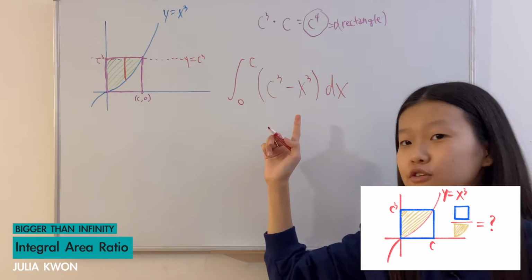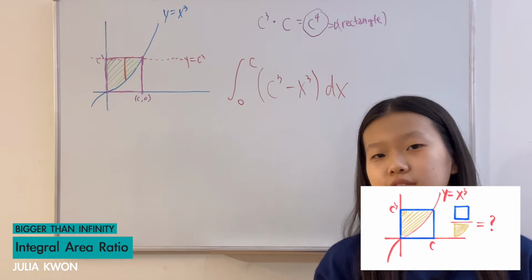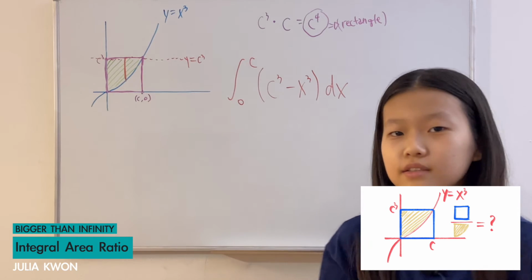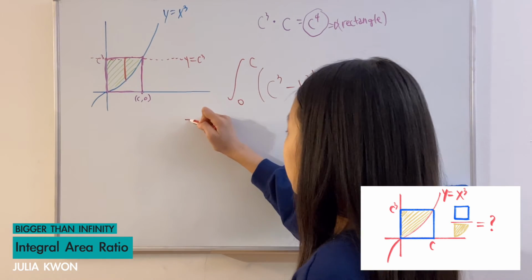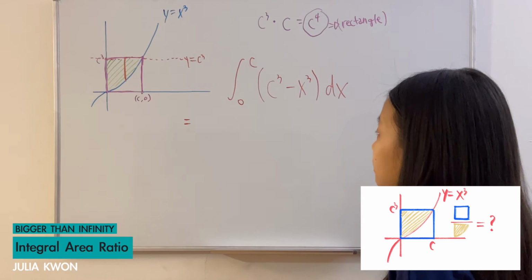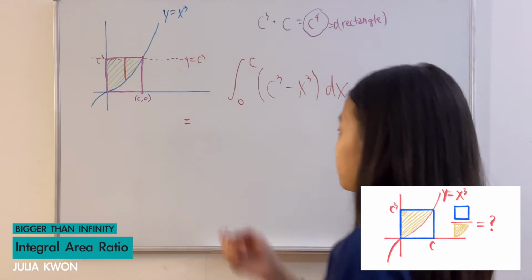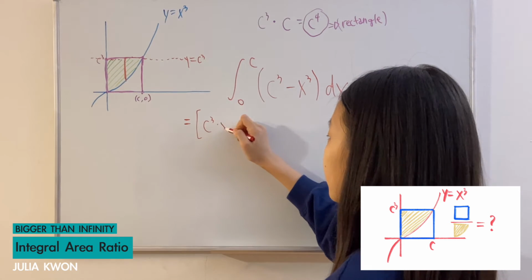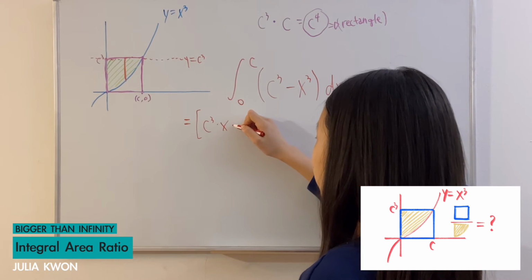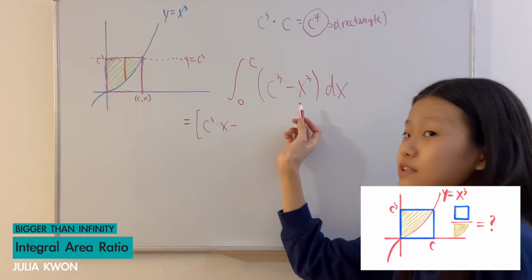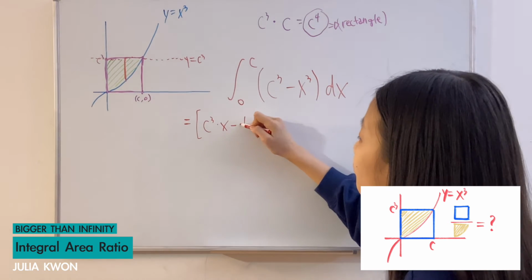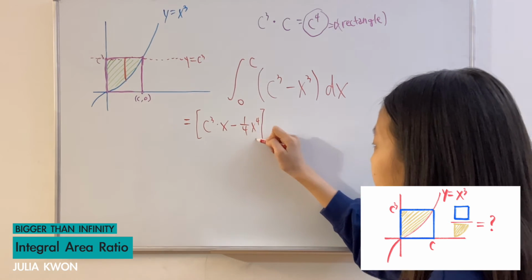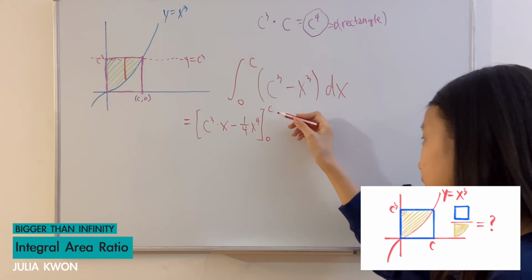And when we take the integral of c cubed, we can just think of it as a constant. So just like what would happen to any constant when we integrate it, we would have the constant multiplied by x, and when we take the integral of x cubed, we would have 1 over 4 times x to the power of 4. But we still have to put in the c and the 0.